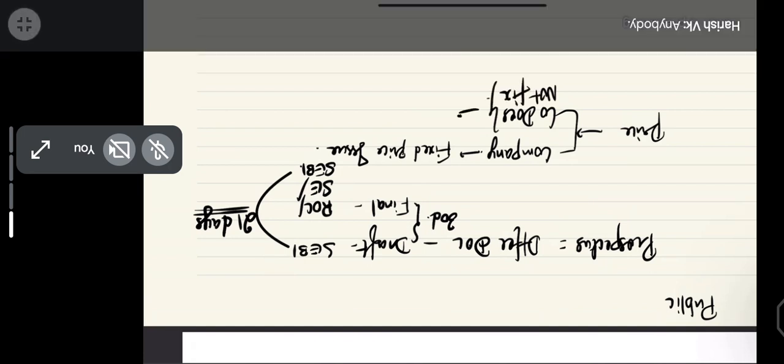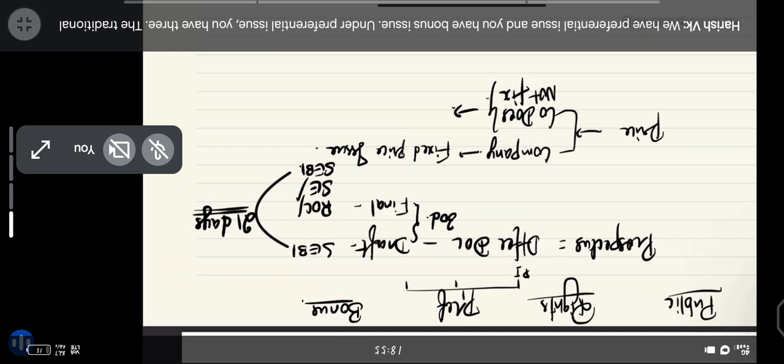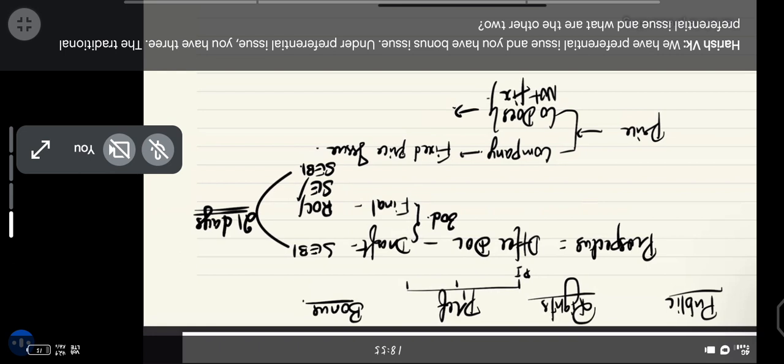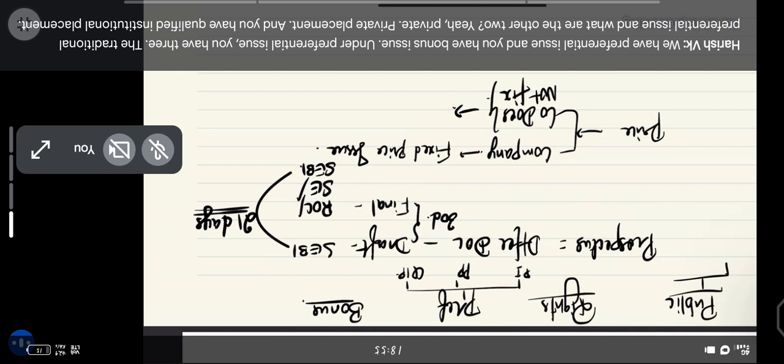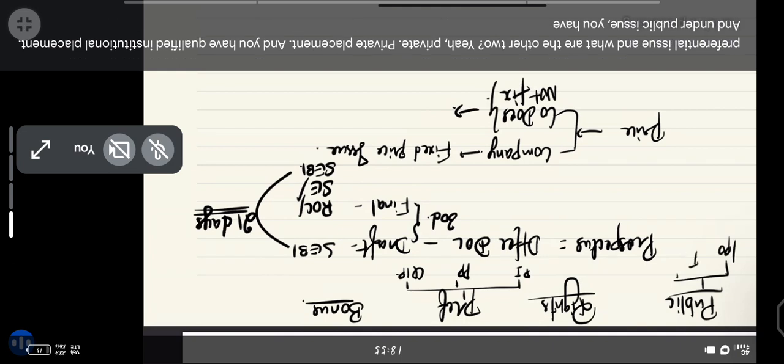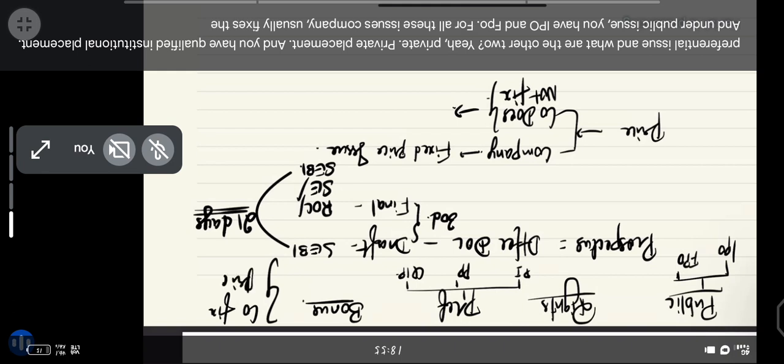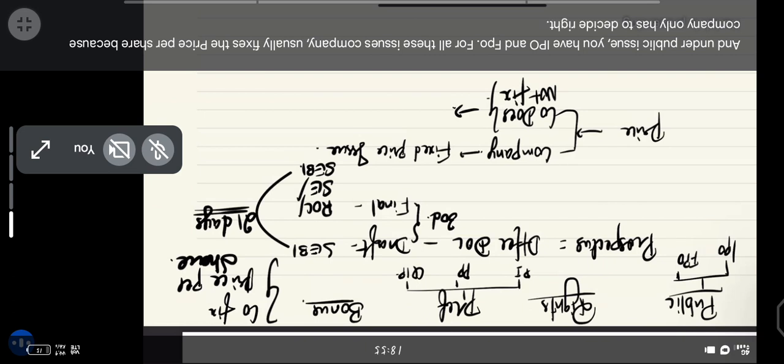Anybody? Three: the traditional preferential issue. And what are the other two? You have private placement, and you have qualified institutional placement. And under public issue, you have IPO and FPO. For all these issues, the company usually fixes the price per share because the company only has to decide, right?